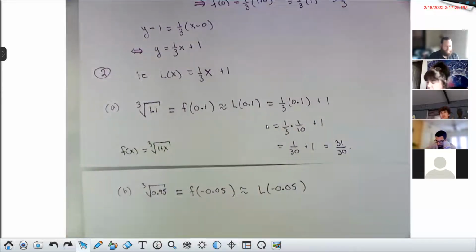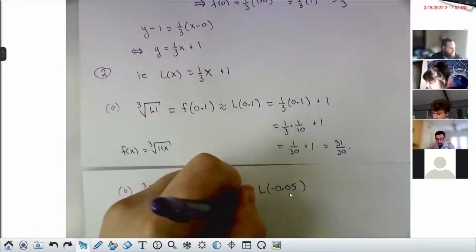And if it doesn't jump out at you right away, the thing you would do is just set the thing inside the cube root here equal to the thing inside the cube root here. That would be a concrete way to say what x value we want to plug in. I want the cube root of 1 plus x to be equal to the cube root of 0.95. So 1 plus x has to be 0.95. Solve that and get negative 0.05.